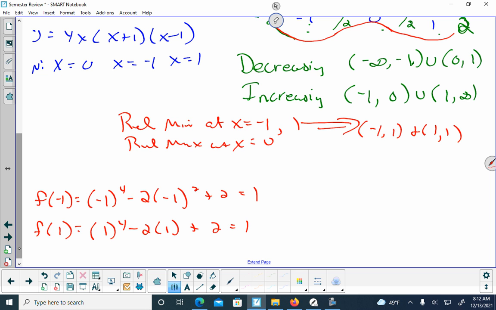And then to find the relative max, I'm going to put 0 into this equation. So I'm going to have 0 to the 4th minus 2 times 0 squared plus 2, and that'll end up being 2. So my relative max is going to be 0, 2. So the 2 is the relative max. It happens at 0. If you're not sure, I say put the ordered pair.